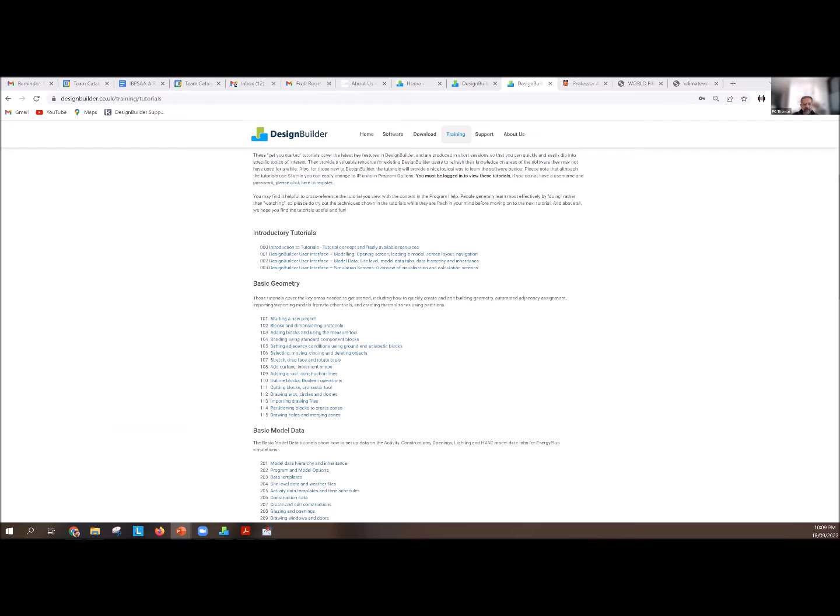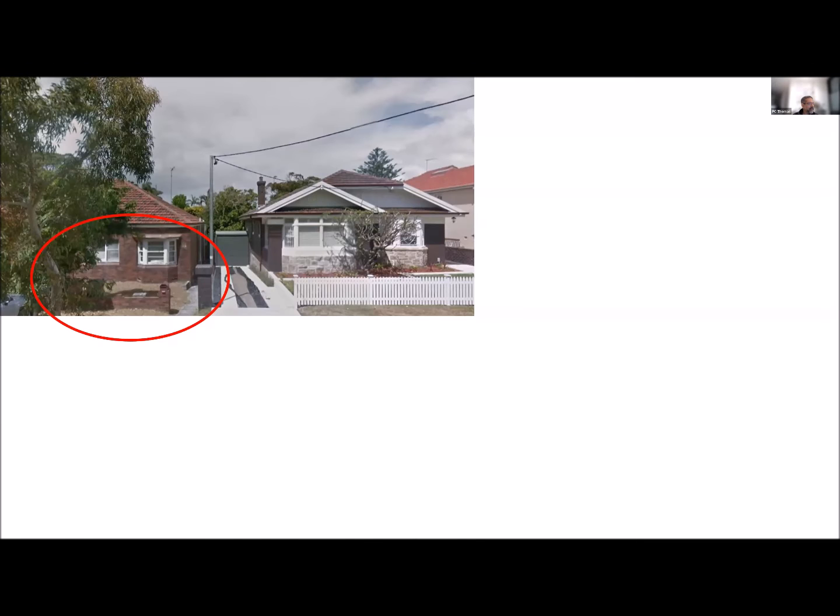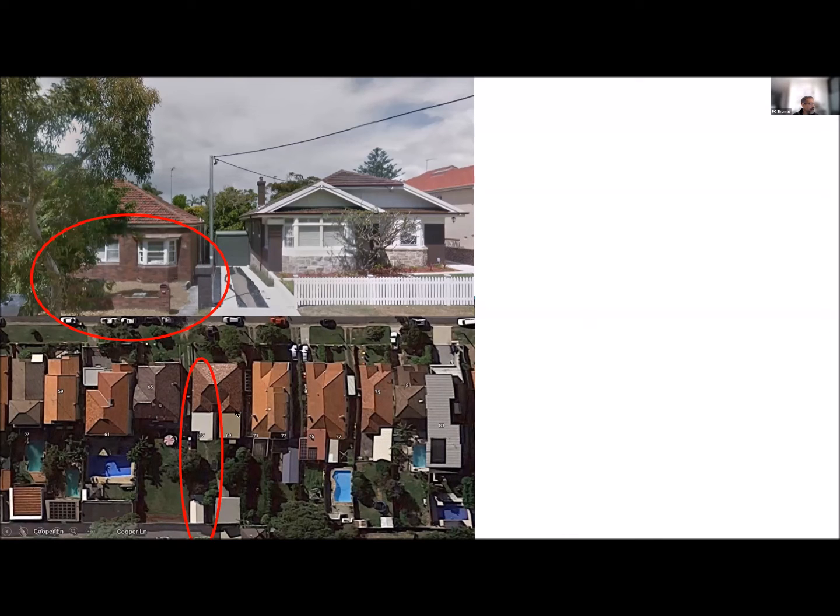Now, Mansi was talking about Climate Consultant. Here is a weather snapshot of Sydney from Climate Consultant. You can see it gives you quite a lot of data which you can look at. That's the weather file that we use to run the energy simulation. It's called an EPW file, which is an EnergyPlus weather file. I'm sure you've come across that before. The project that we are talking about is a renovation of a house residence, and the back portion of this house was renovated, and this is what it looked like before the renovation.